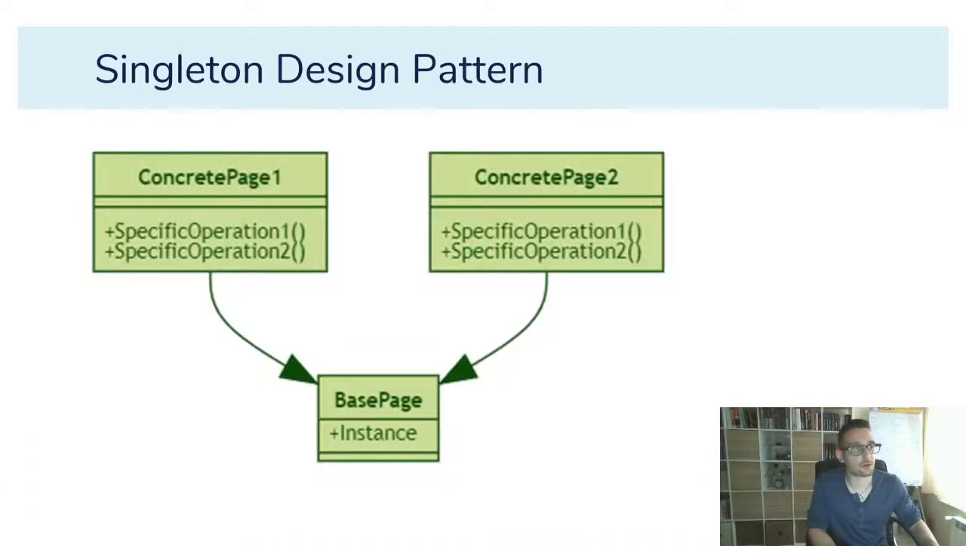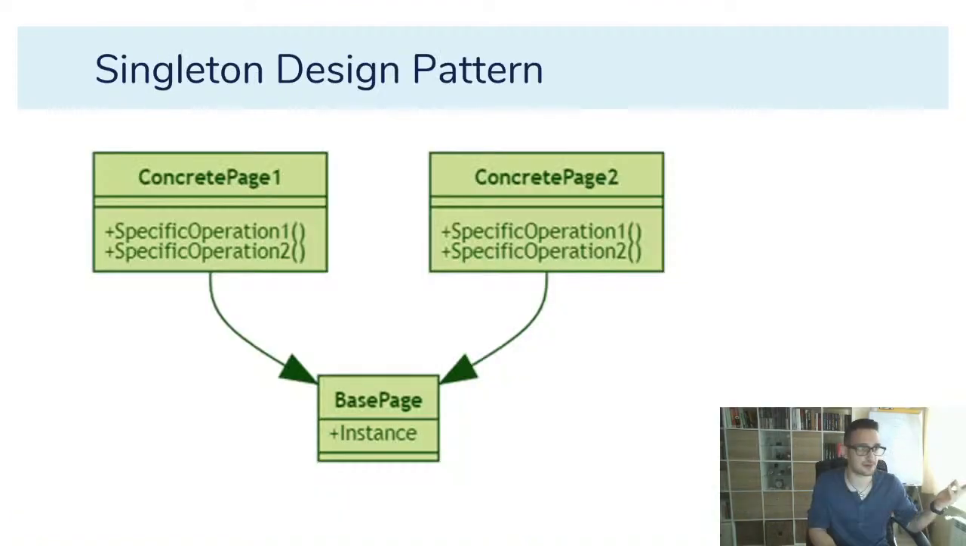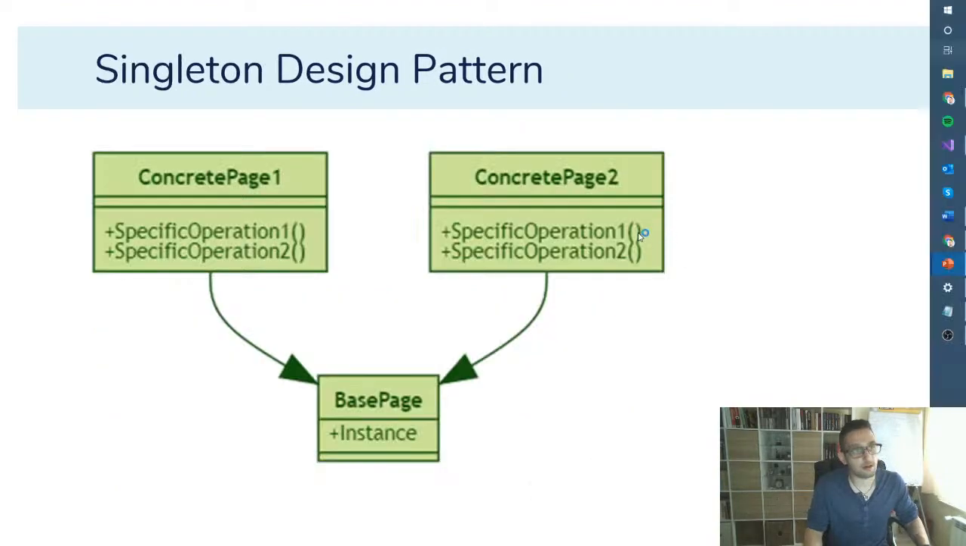I will show you in the book. I describe 4-5 approaches for this. Right now I will show you 2 of them, the so-called Singleton design pattern and Fluent API. What is the Singleton?